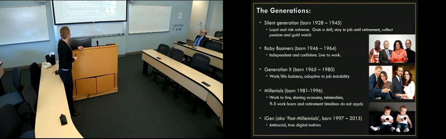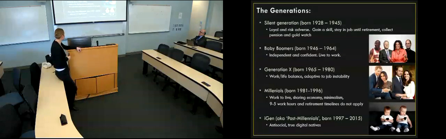Okay. Then we get down to the iGen. These are the post-millennials. They're also called Generation Z. And these are the ones that were born starting in 1997. They are considered to be antisocial. This is the defining trait of their generation, and you'll see why in a minute.